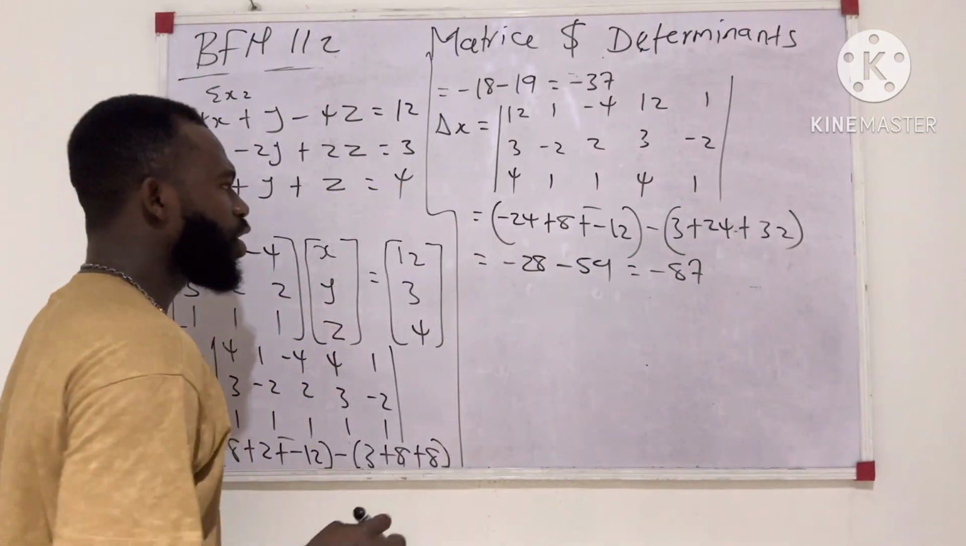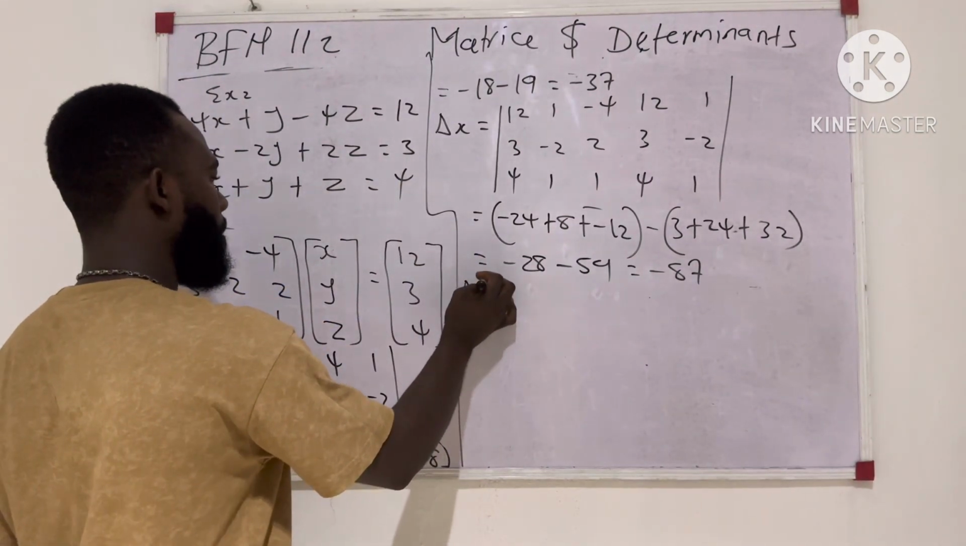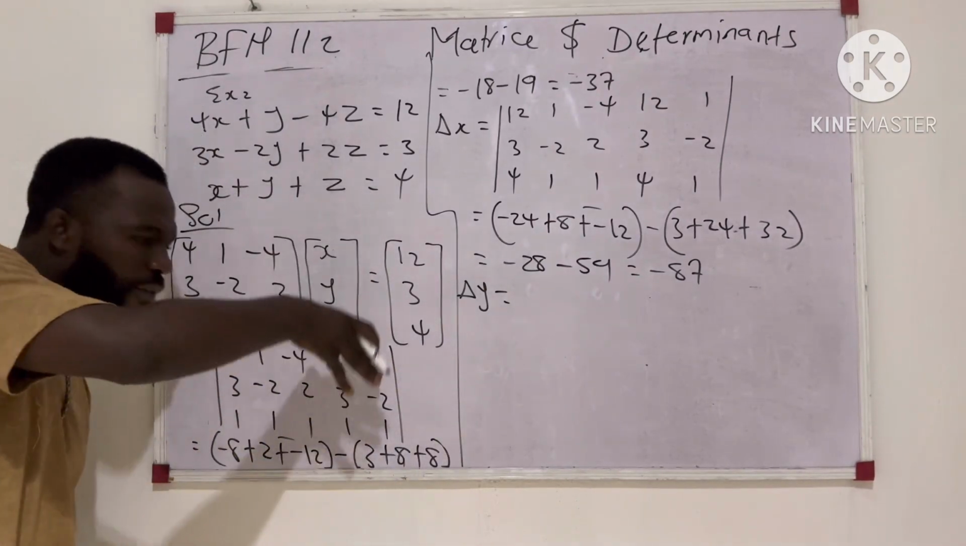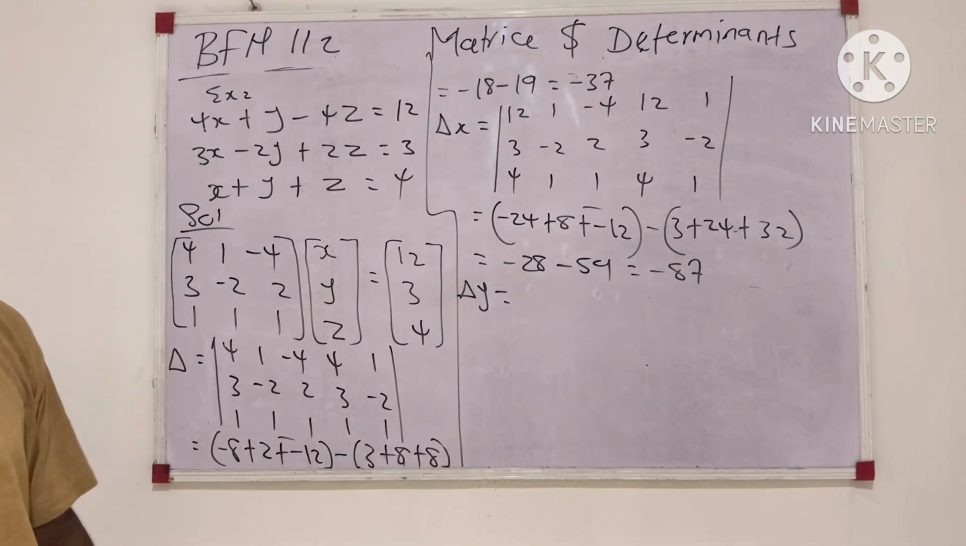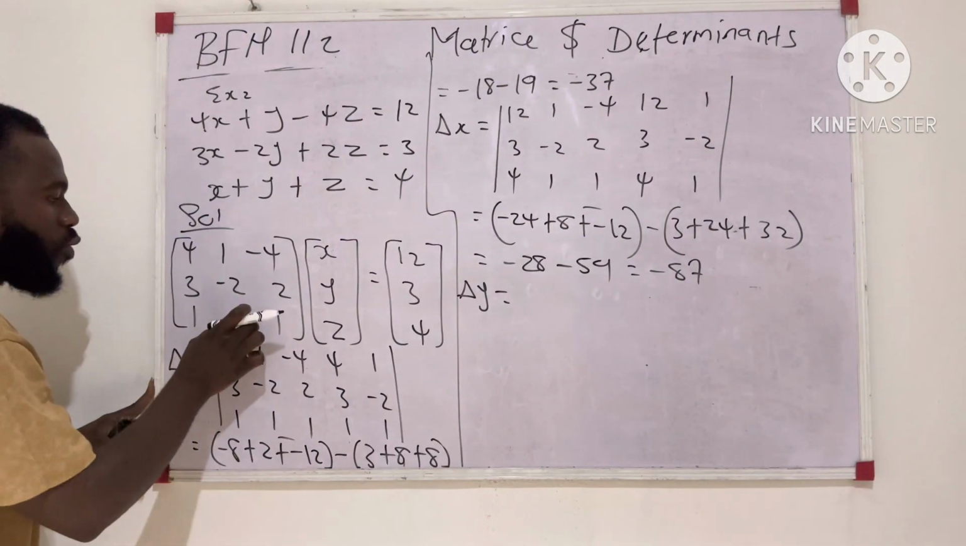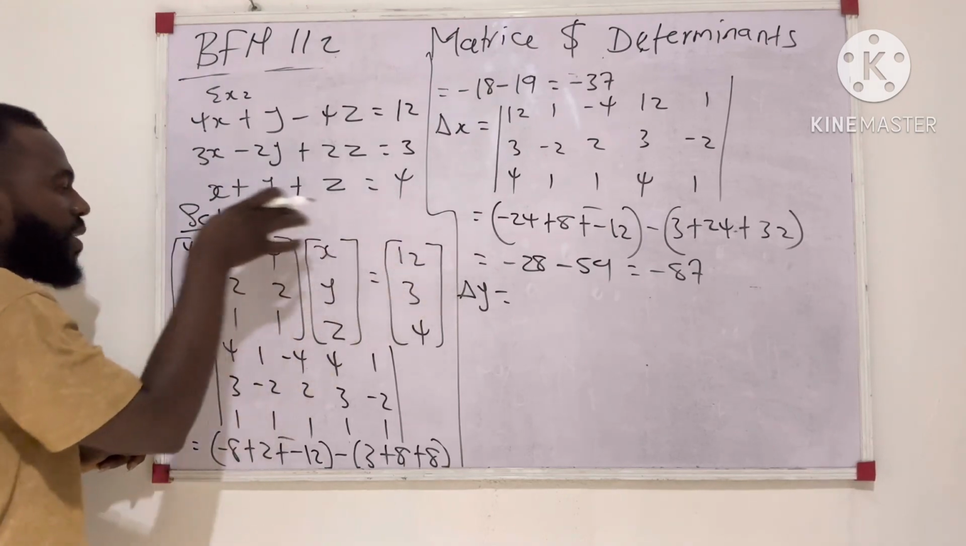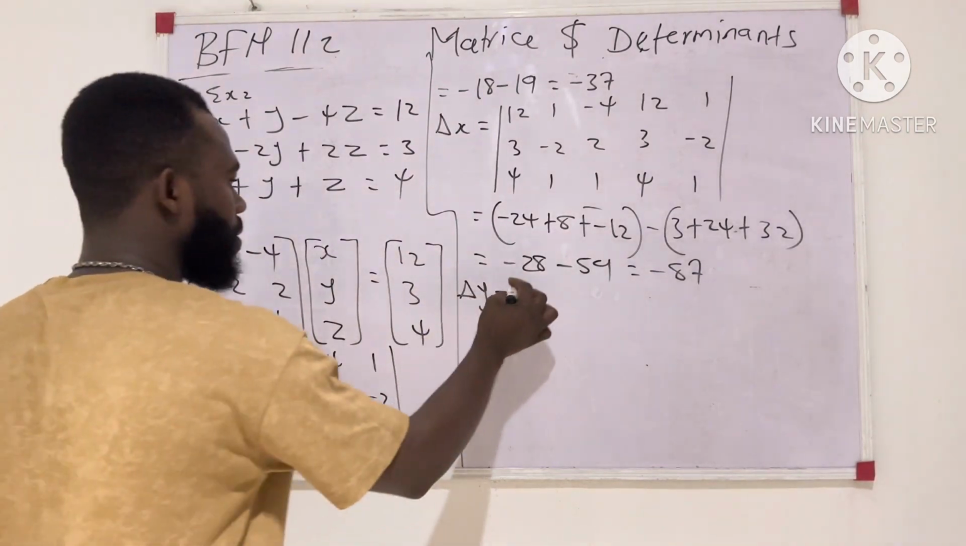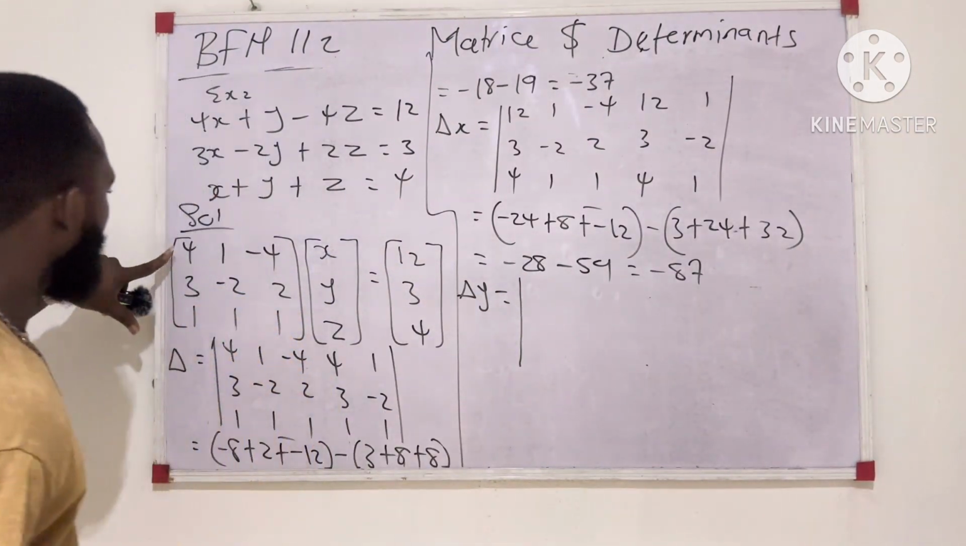So let's look for change in y. You know, we have to look for the change of all the variables before we can start solving for the values that they have. Now, change in y means removing the second column because it has to do with y, and then replacing this with our constant. So here becomes 4, 3, 1.